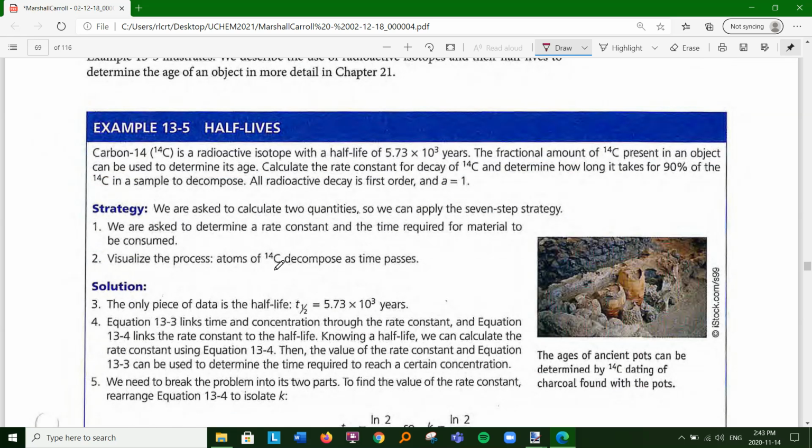Let's try example 13.5. Carbon-14 is a radioactive isotope with a half-life of 5730 years. How much you have can help determine how old it is. That's known as carbon dating. Calculate the rate constant for decay of carbon-14. Determine how long it takes for 90% of it to decompose. So we don't want to do both of it. So let's start by getting the, this by the way is on page 623.